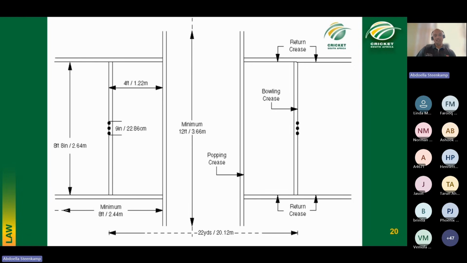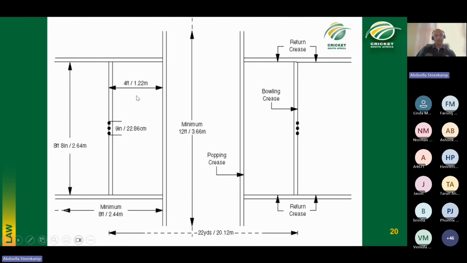And that exact length is 2.64 meters. Measured from, if you see where the arrow ends here, from the inside edge of the one return crease until the inside edge of the other return crease, that length is 2.64 meters. And that's an exact length.